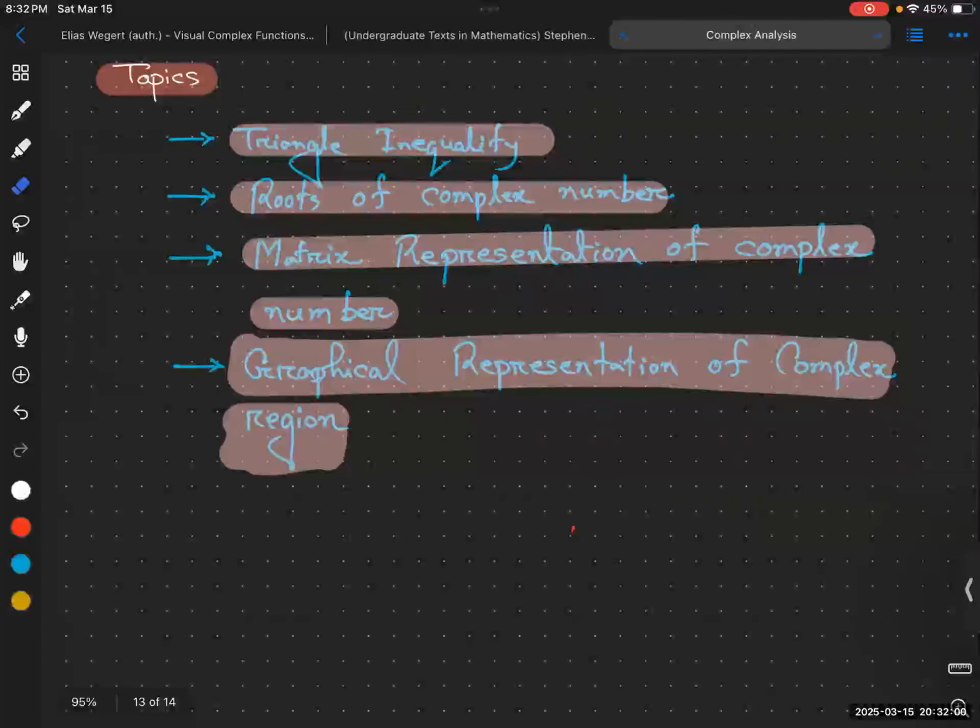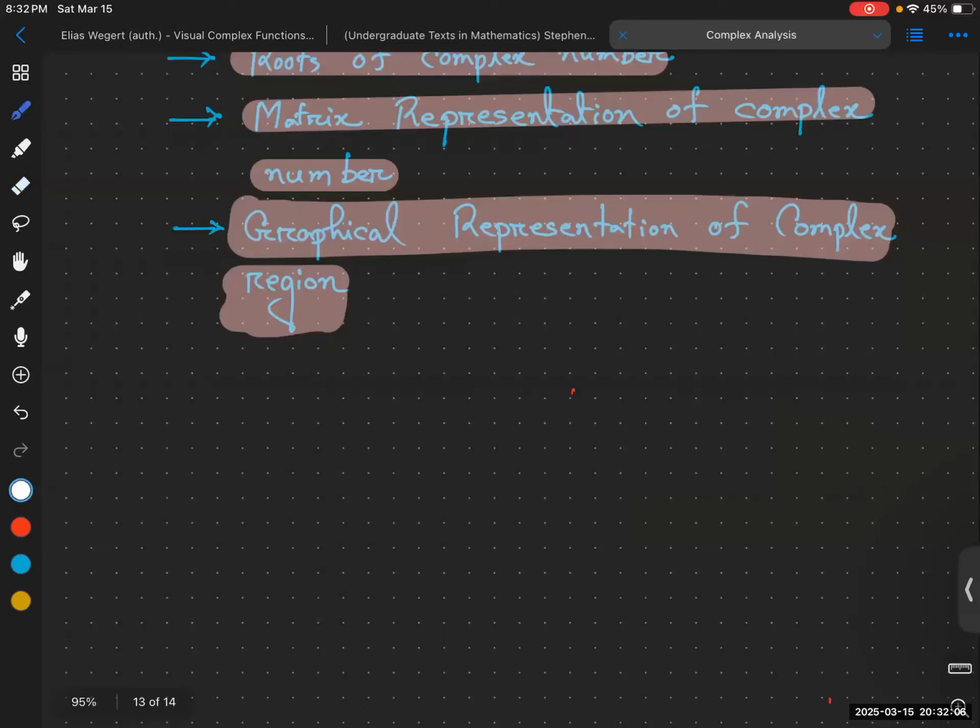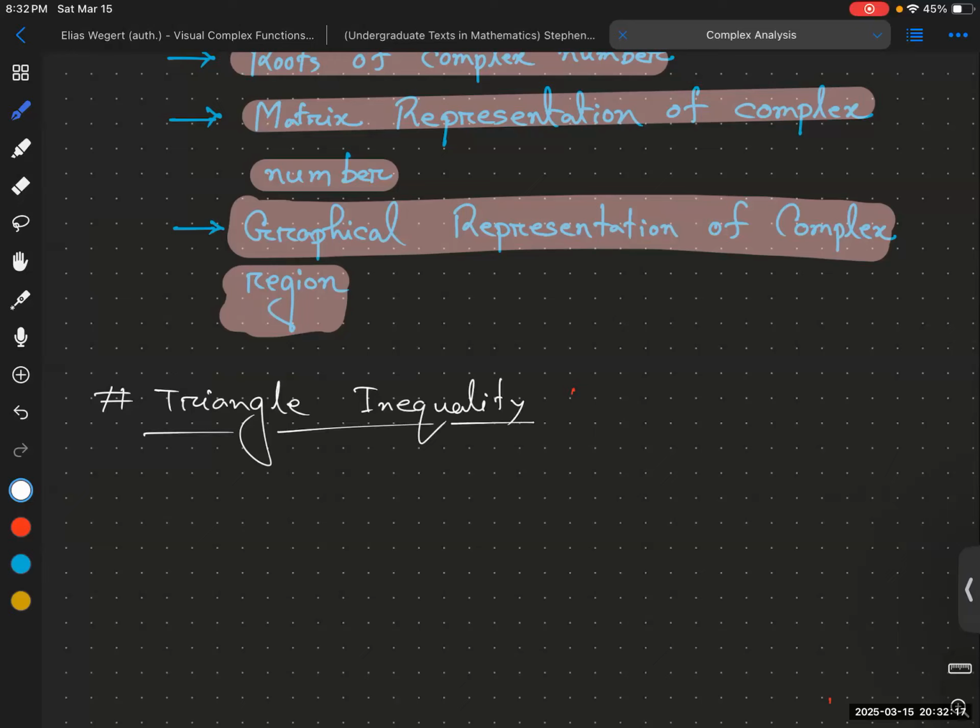In this video, we are going to discuss some basic algebra with complex numbers. The first of these is the triangle inequality. So we will discuss the triangle inequality first. Triangle inequality. So what is the statement of the triangle inequality for complex numbers?